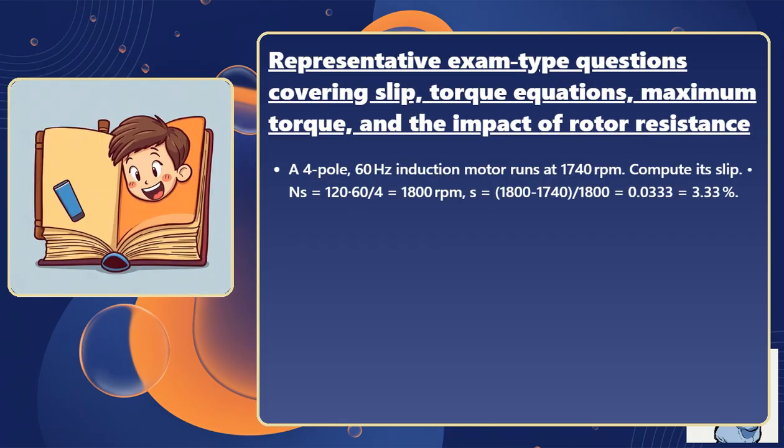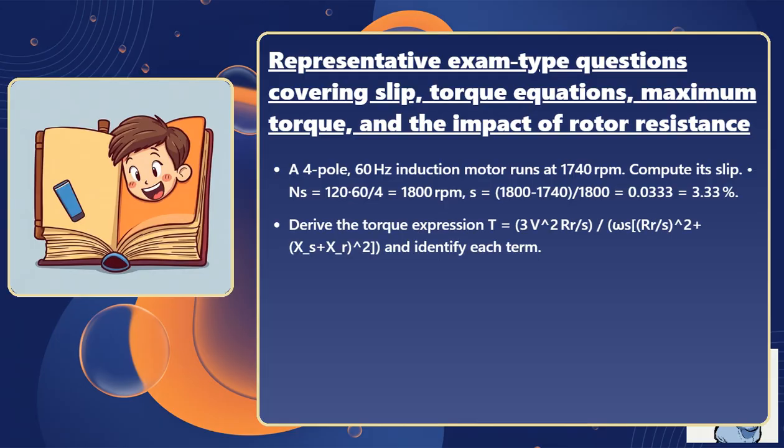A 4-pole 60 Hz induction motor runs at 1,740 revolutions per minute. Compute slip. Synchronous speed NS equals 120 times 60 divided by 4, which is 1,800 revolutions per minute. Slip S equals (1800 minus 1740) divided by 1800, which equals 0.0333 or 3.33%.